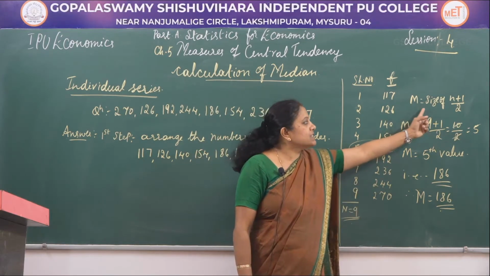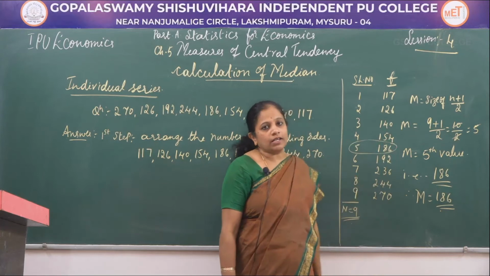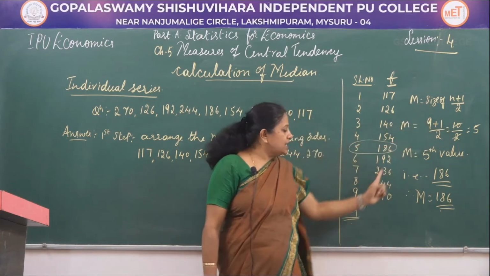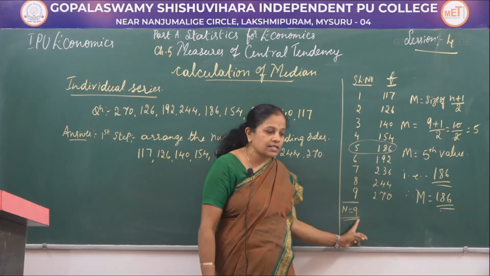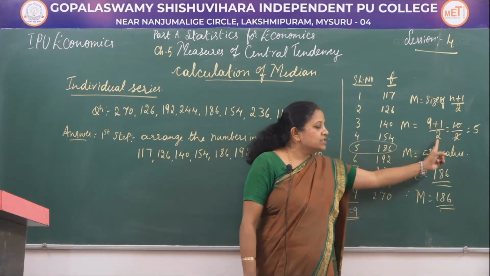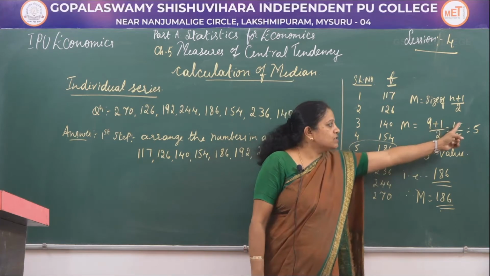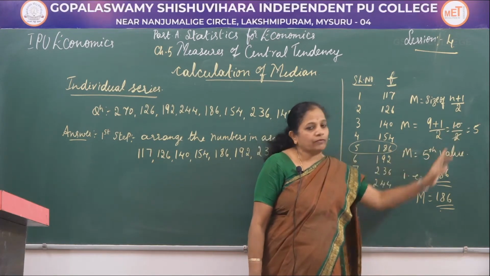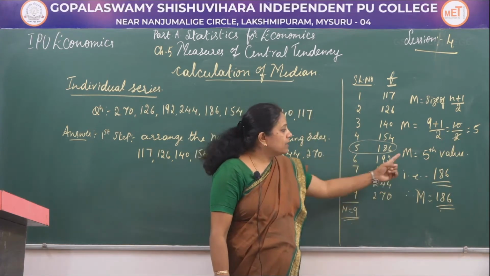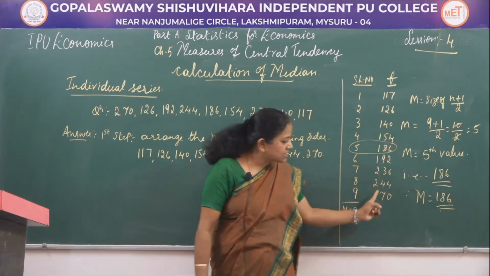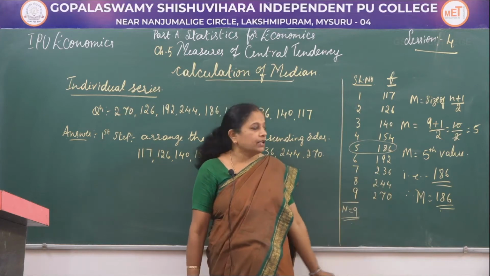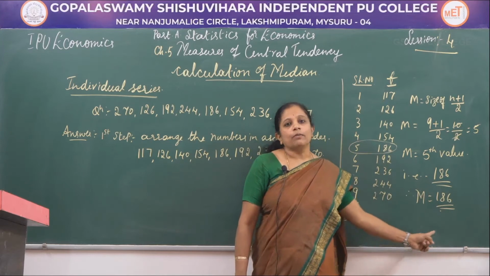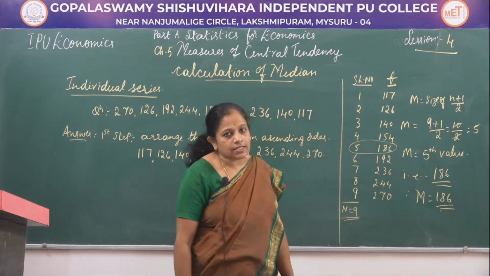The median is the size of the (n plus 1) divided by 2. So n equals 9, size of the n here is 9, 9 plus 1 divided by 2. So 9 plus 1 is 10, divided by 2 is 5. So 10 divided by 2 we obtain 5, and the fifth value here in this series is the median. So the fifth value here is 186 and therefore median is 186.